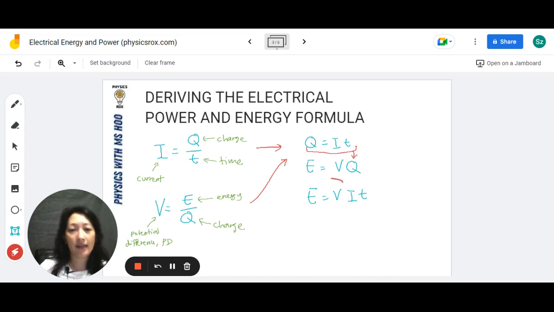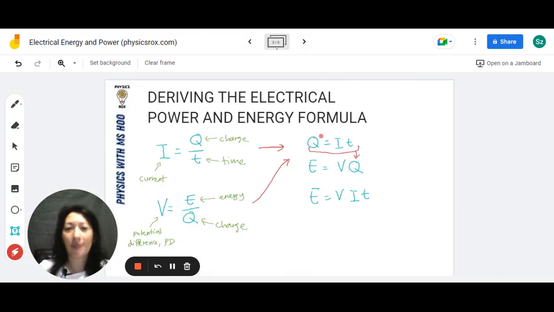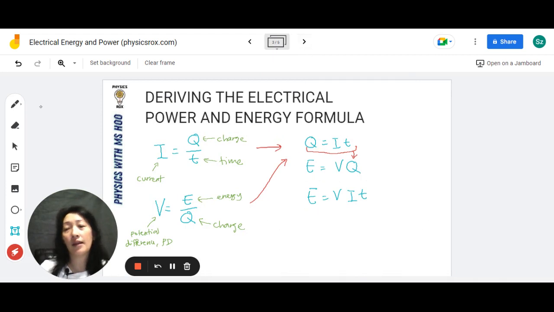Now, if you look at this formula, doesn't this look familiar? Doesn't it look the same as this? Okay, the I and V positions have changed, but they're pretty much the same. And that's how this formula is derived.